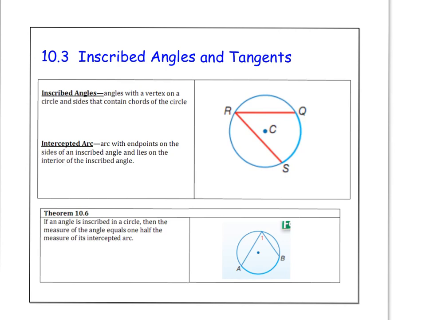Hi everyone, today we're going to be doing section 10.3. It is going to be about inscribed angles and tangents. So let's start with inscribed angles.